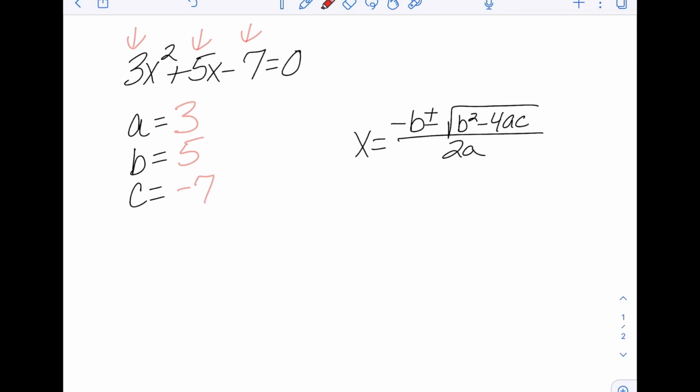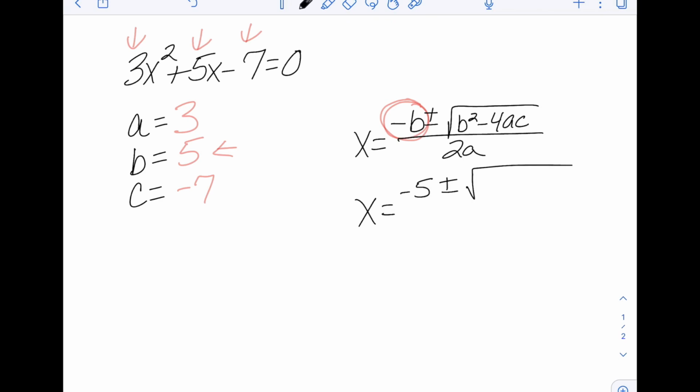Once we identify the a, b, and c, we are now going to use the quadratic equation to find our solutions. Be very careful when you're plugging it in. This is the opposite of b. So if b is 5, the opposite of b is -5. Be careful when b is negative. This tries to make us think that it's already negative, but this is opposite. So if b is a negative, the opposite would be a positive. In this case, it's -5. Plus or minus. The plus or minus is what determines the two solutions.